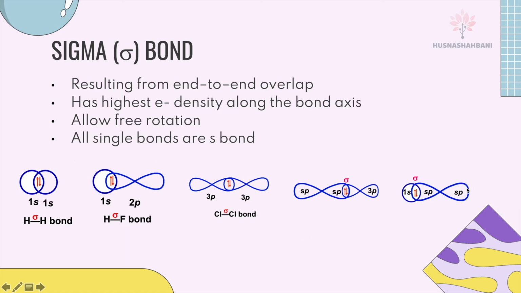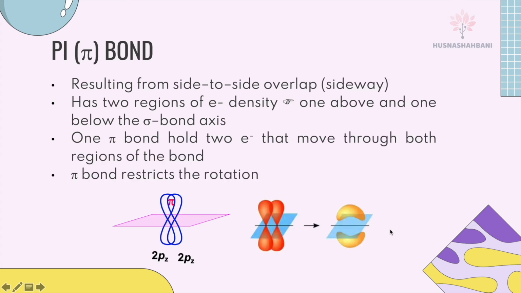So the sigma bond allows free rotation of the atom in the molecule. The sigma bond has highest electron density along the bond axis. So this is along the bond axis. Along the bond axis, highest electron density. Pi bond results from side-to-side overlap, sideways, not end-to-end. End-to-end will form sigma bond.